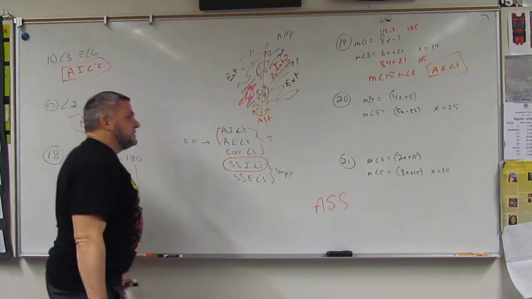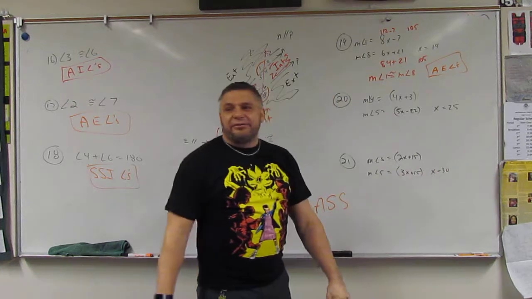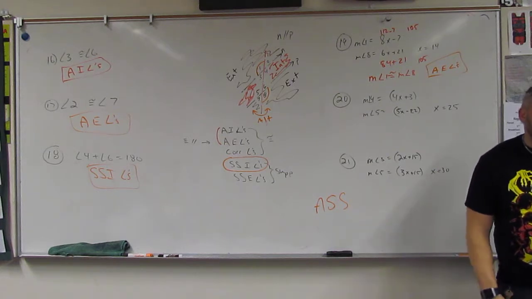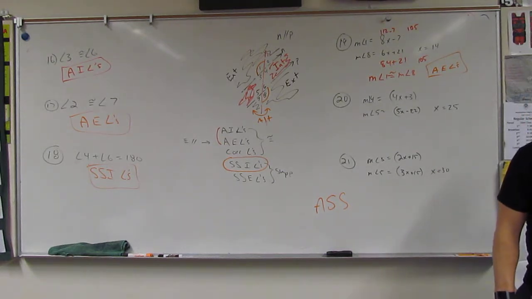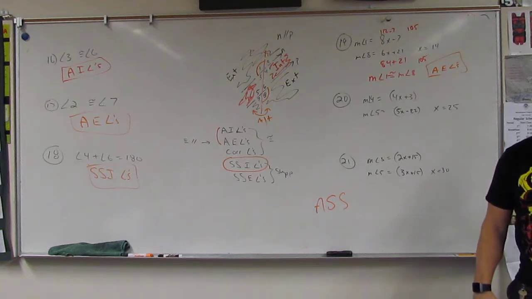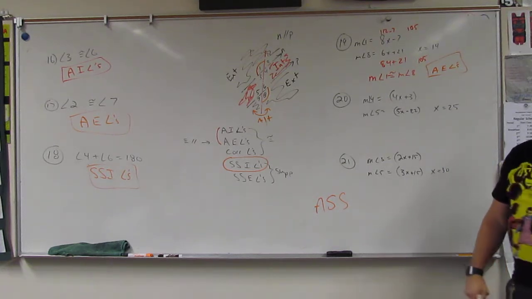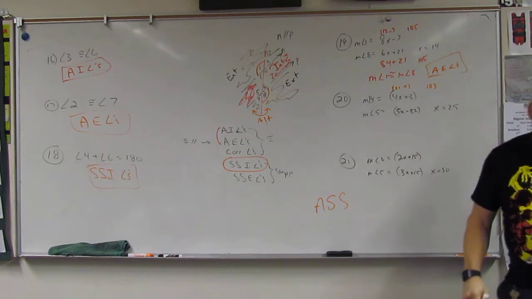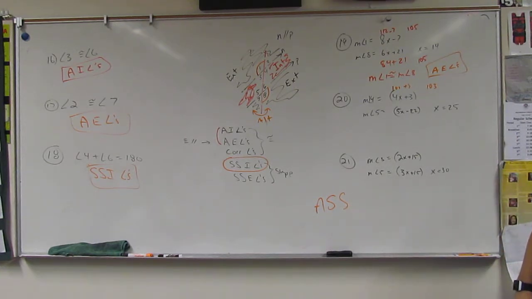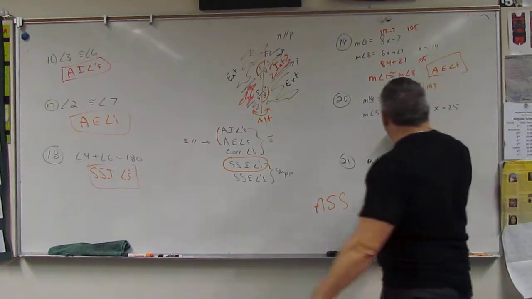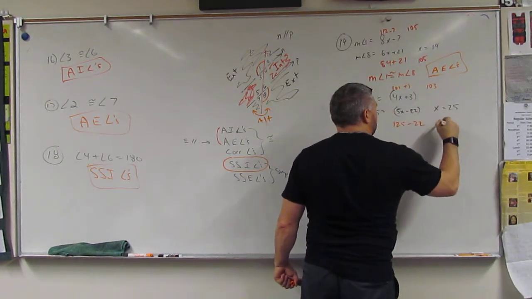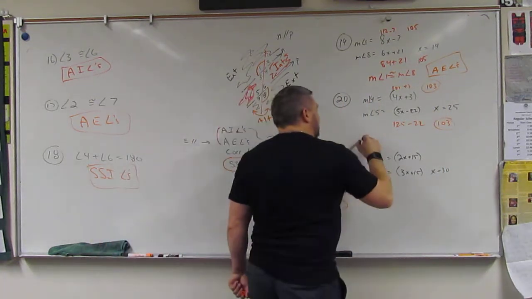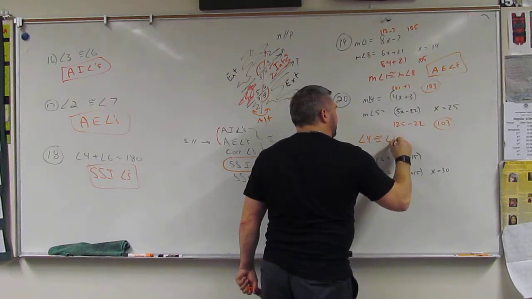Okay? Next. Plug in 25. 25 times 4. How much you got? 100. Okay? So 100 plus 3 is 103. Okay? 5 times 25 is 125. 125 minus 22 is 103. Are those equal? Okay. That means that angle 4 is congruent to angle 5.